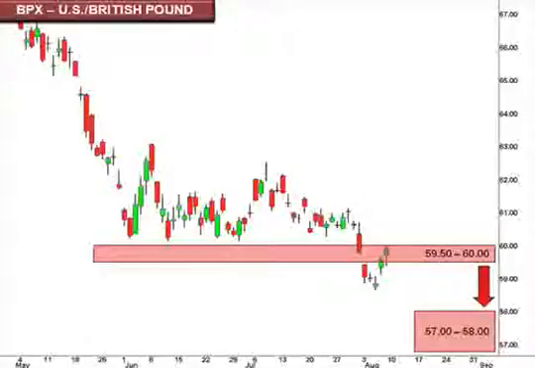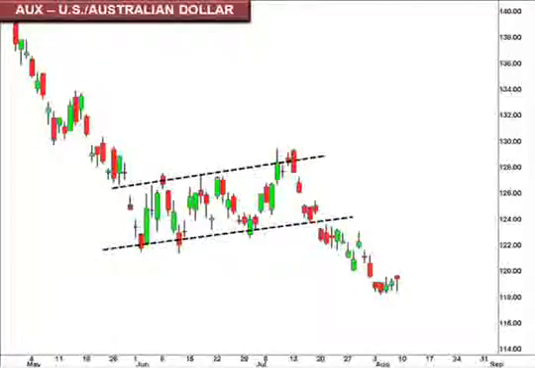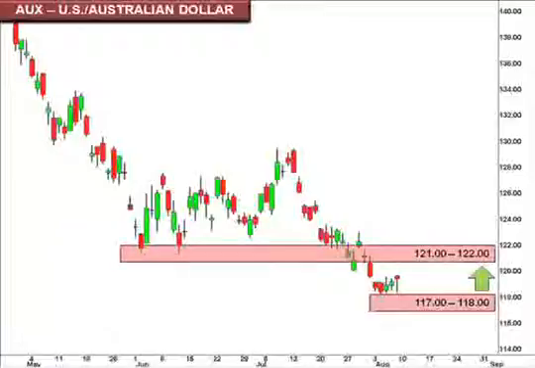Well, we saw a nice follow-through of the bear flag identified on the AUX as the US dollar continued to weaken against the Australian dollar. With a test of the upper zone of our 117-118 box completed, it is not unrealistic to anticipate a retracement back up to test the 121-122 focal zone as resistance. Now, any bearish reversal with a break below 118 opens the window for a play down into our 114-115 box as a near-term target.